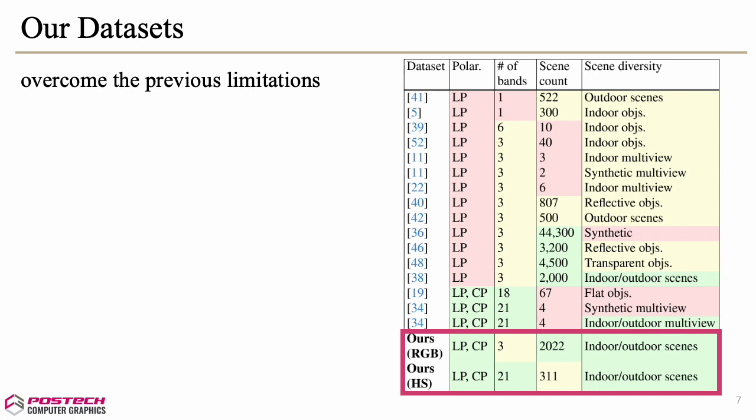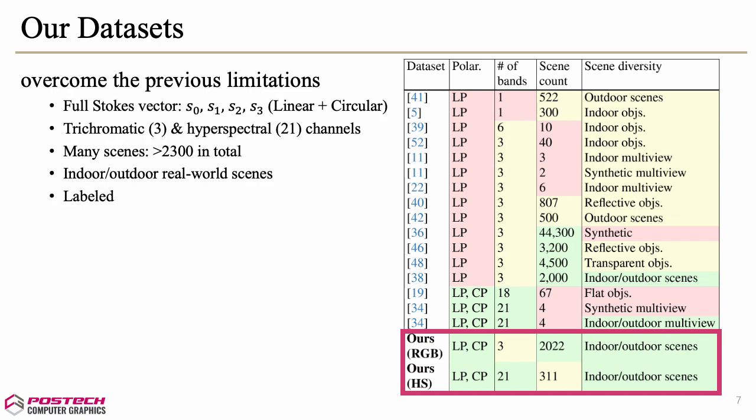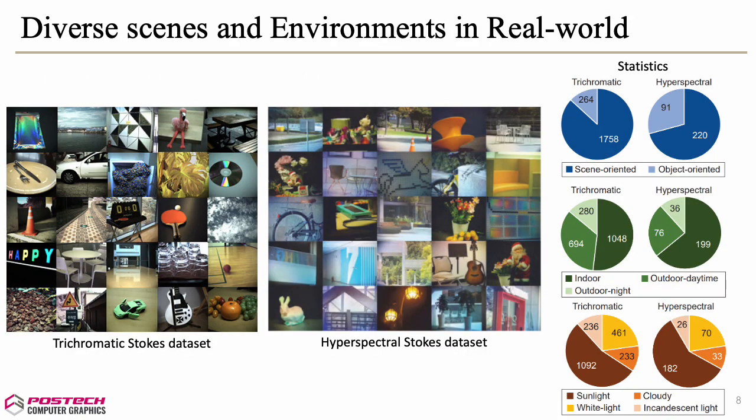Our datasets overcome these limitations by providing the full Stokes vector, images across 21 channels, and more than 2,300 scenes with labeled real-world images. We introduced two types of datasets I mentioned before, trichromatic and hyperspectral Stokes datasets. We captured various real-world objects and scenes in diverse environments.